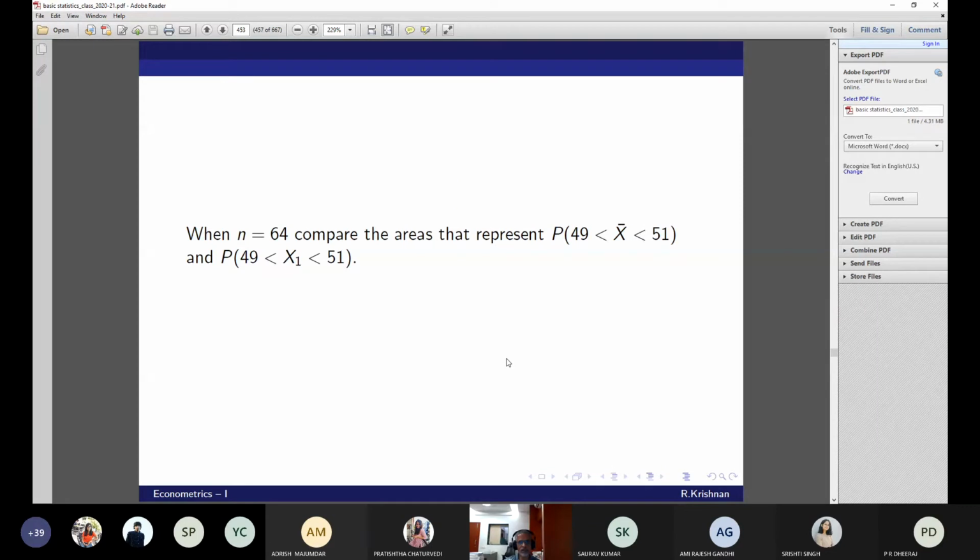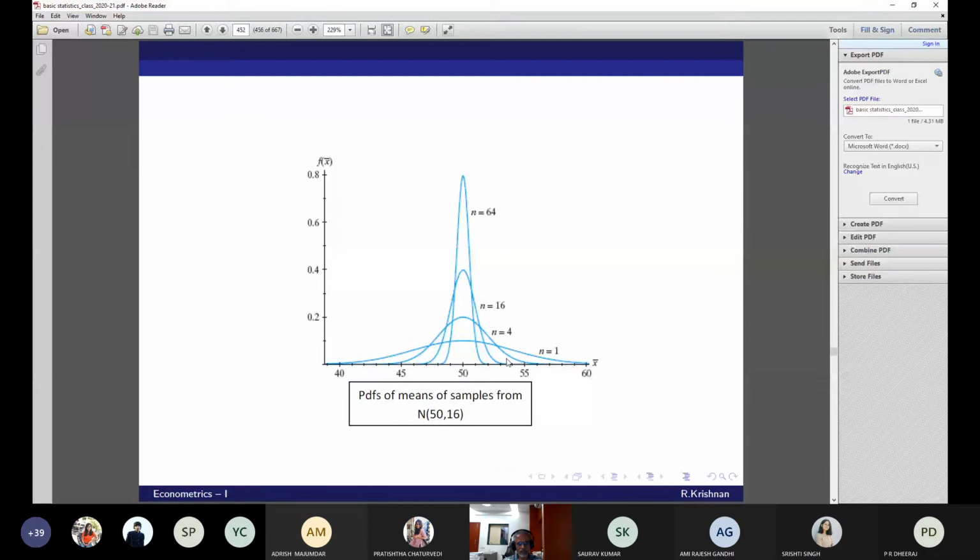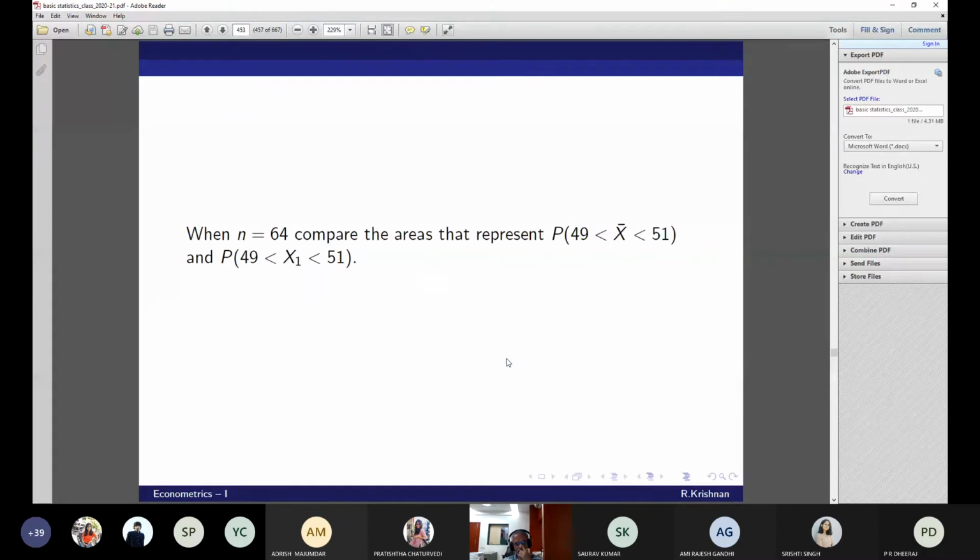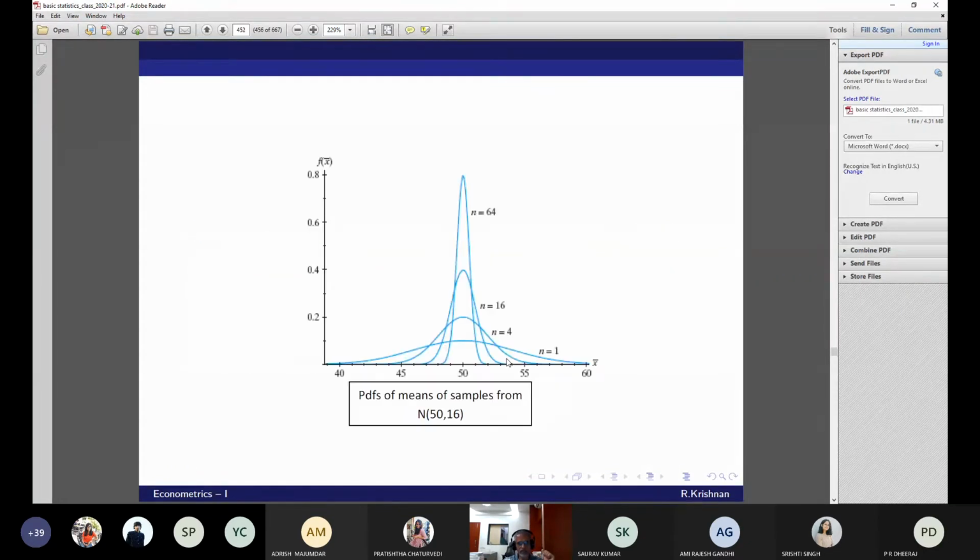When n is equal to 64, compare the areas that represent the probability that x bar is between 49 and 51. Somebody asked this question. Who was that? Can you compare the areas? The probability that x bar will be between 49 and 51, and compare the areas that x1 will be between 49 and 51. We're going to compare one observation against x bar now.